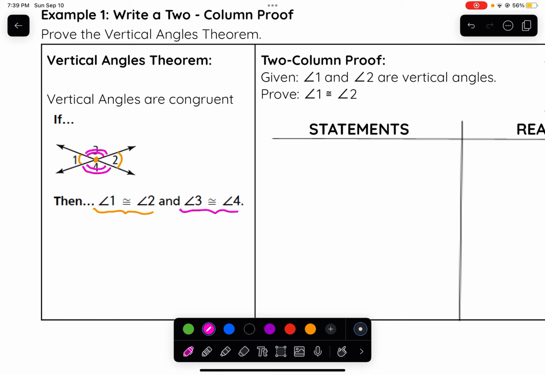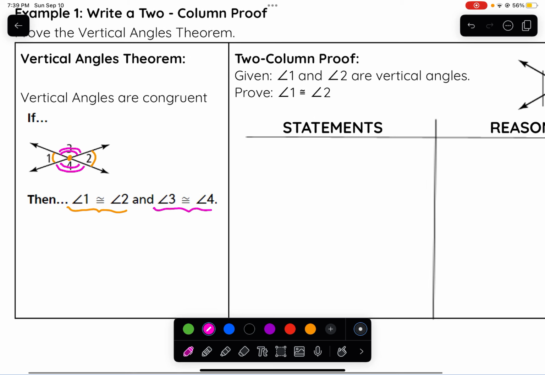So in the next video, we'll come back and I'll show you how to write a proof and prove to you that vertical angles are congruent.